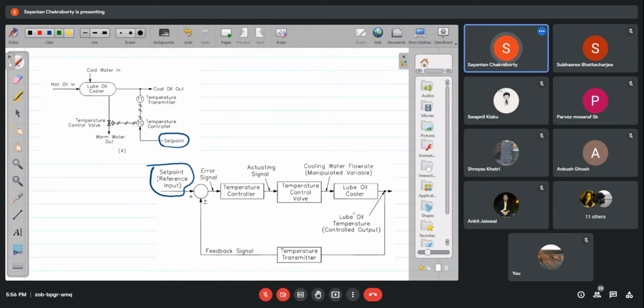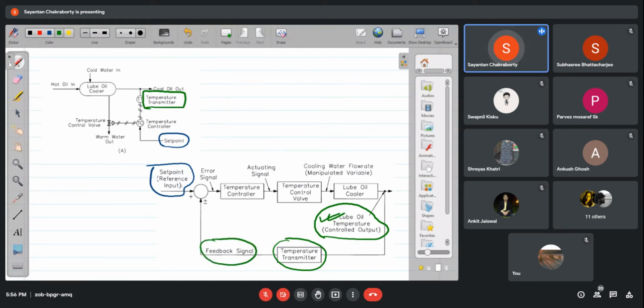How is this feedback signal available? This feedback signal is available from this temperature transmitter. So this is your temperature transmitter. It measures the temperature of the exit lube oil. This is the controlled variable, the controlled output, lube oil temperature, and it converts that particular temperature to an equivalent signal. This is called a feedback signal, which is at the same level as the reference signal, so that this can be compared. That can be plus or minus, positive or negative. I think I have discussed this positive and negative feedback. And normally we use negative feedback signals to generate the error signal. Right?